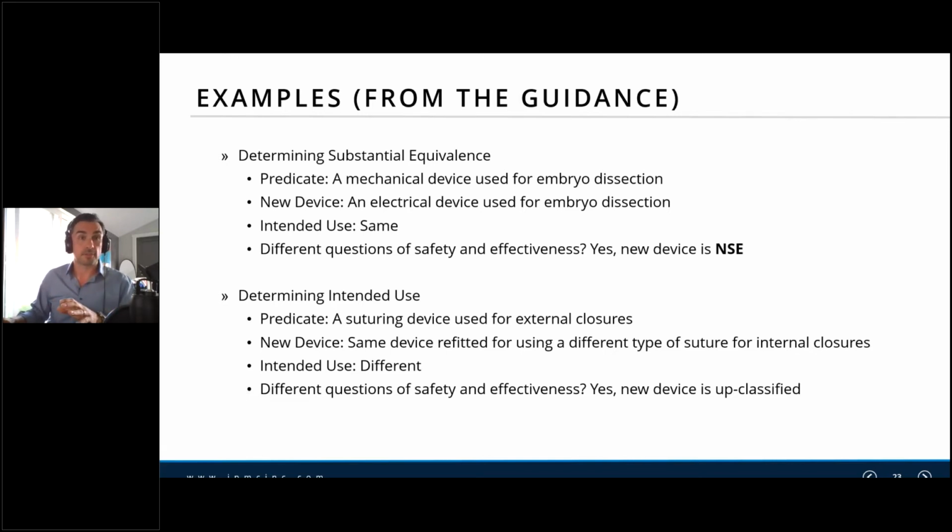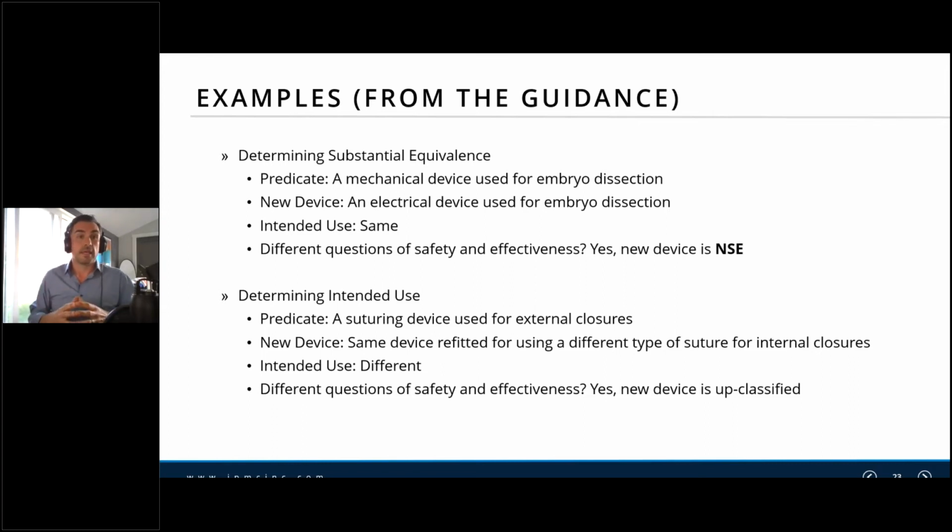How do you determine substantial equivalence? You've got, for instance, a mechanical device used for embryo dissection. The new device is an electrical device used for embryo dissection. The intended use is the same, but there are new questions of safety and effectiveness. So the new device is not substantially equivalent to the previous device, right? You are going to be submitting, in this case, you're actually maybe up classified. You are in a situation where you're on that cusp of traditional 510K versus up classification.